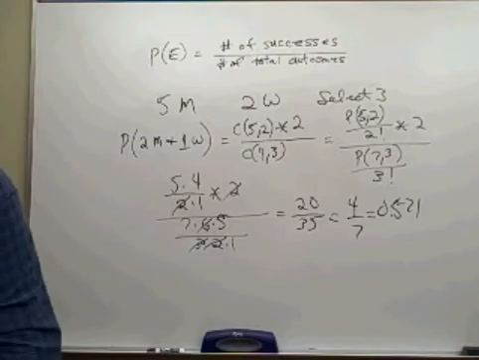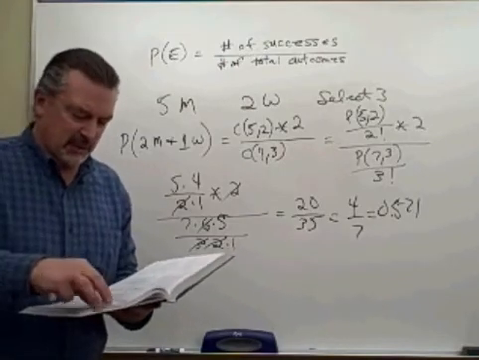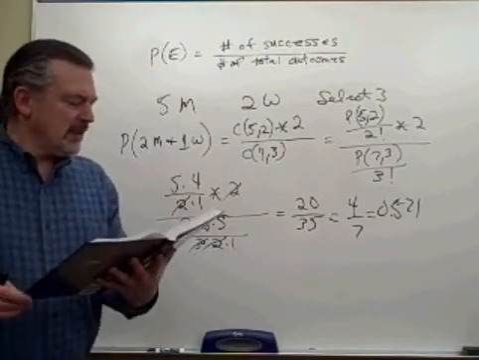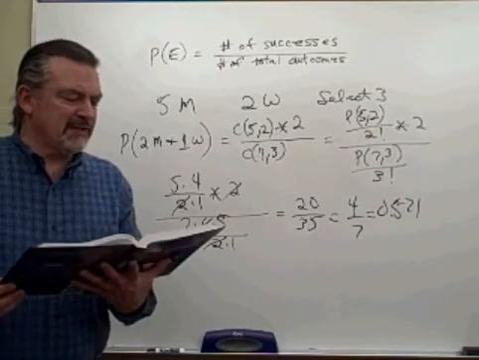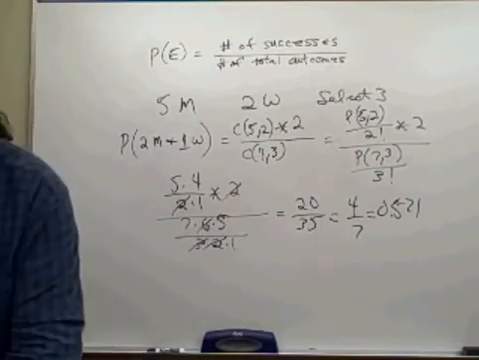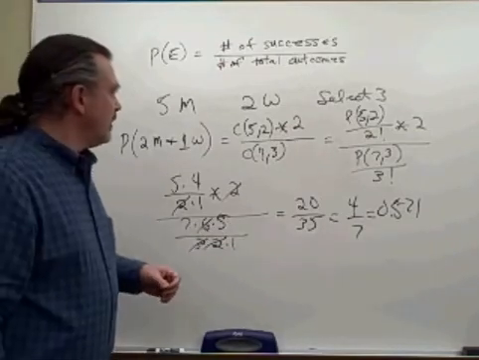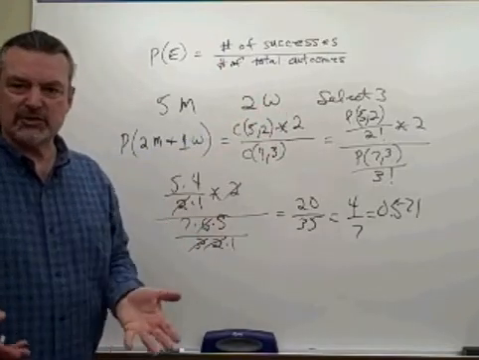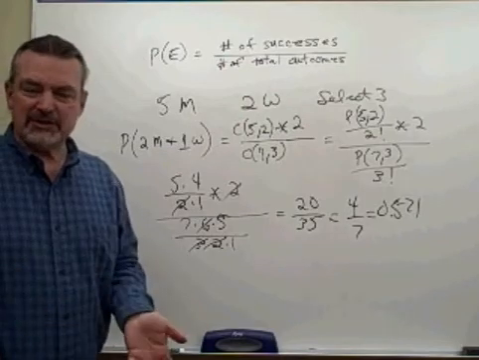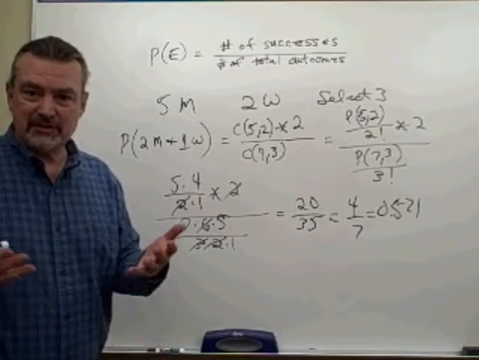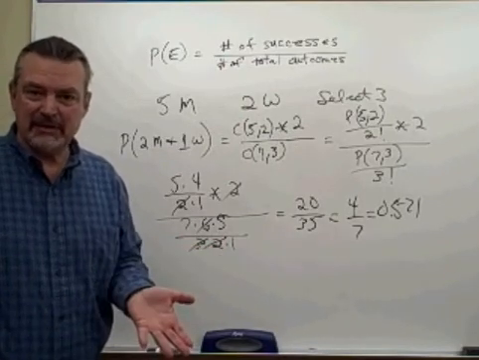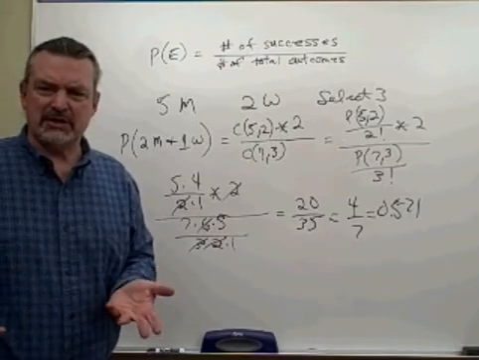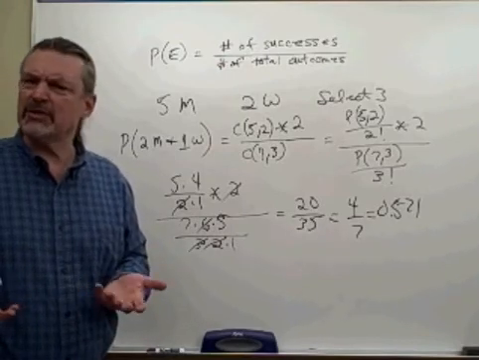Now, the last part of this problem is an interesting question. It says, find the probability that all 3 selected are women. Well, if we're selecting 3, and you only have 2 women to choose from, the probability that all 3 of them would be women is 0. It can't happen. That kind of sounds like a trick question that maybe a math teacher might put on a test.